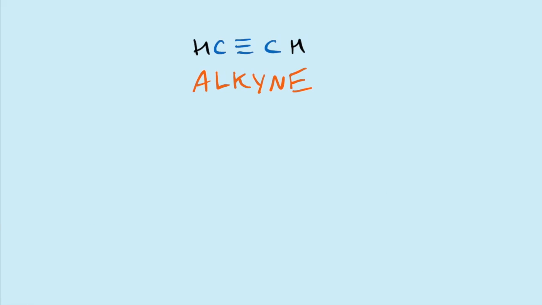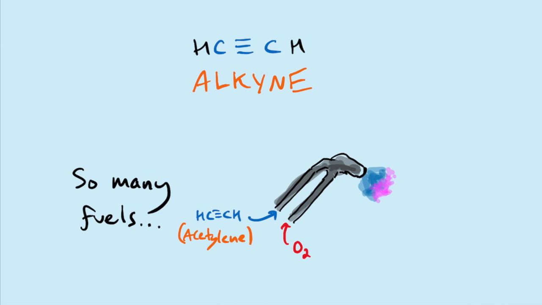Alkynes are hydrocarbons with carbon-carbon triple bonds, and they are also used as fuels. Oxyacetylene torches combine oxygen and acetylene into a flame that burns at 2000 Celsius.